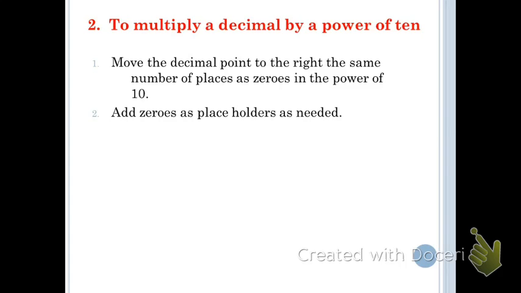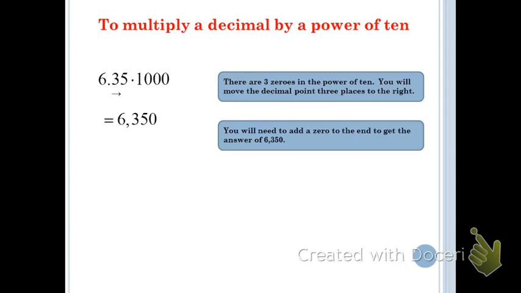To multiply a decimal by a power of 10, 1. Move the decimal point to the right the same number of places as zeros in the power of 10. Add zeros as placeholders as needed. 6.35 times 1,000. There are 3 zeros in the power of 10. You will move the decimal point 3 places to the right. You will need to add a 0 to the end to get the answer of 6,350.